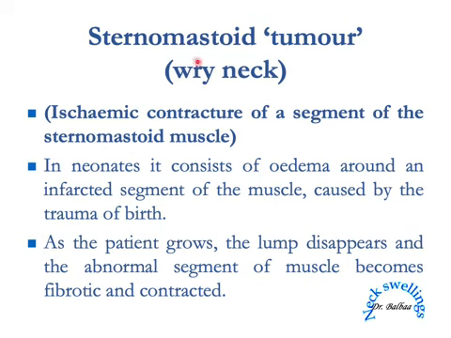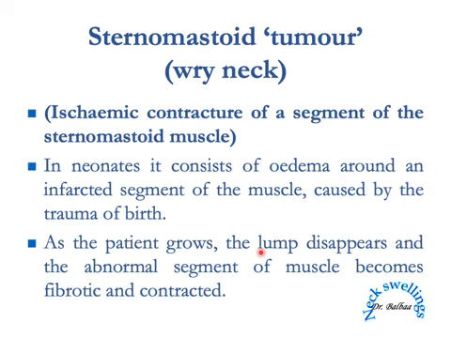Why does this swelling occur? It occurs mainly in neonates due to birth trauma and rupture of one of the vessels that supply the lower part of the sternomastoid. So there will be ischemia of the lower part of the sternomastoid, and at the end there will be ischemic contracture of this segment. With this ischemia, there will be some edema around it, and this infarcted area of the muscle will present as a swelling or lump.